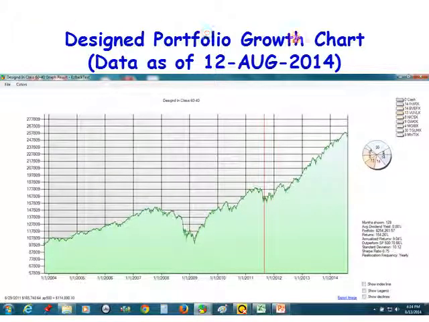Okay, here's the growth chart. The data was as of 12th August 2014, and 129 months is the history I got. Within that time frame, annual return was 9.04%, and standard deviation was 10.12%. So standard deviation was slightly higher, and this is the allocation we had been talking about so far. I ran this data on 13th August, and my tool used data as of yesterday, 12th August. Let's continue.